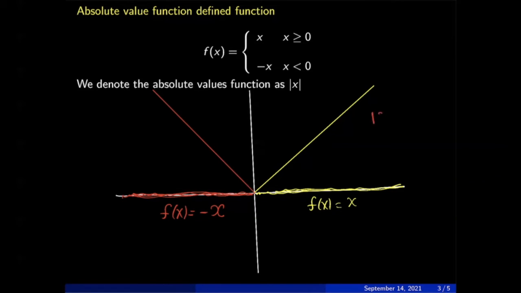So in total, this is the graph of the absolute value function. This function is also sometimes denoted by the absolute value of x, which simply means when x is positive, the value of the function is equal to x. When x is negative, the value of the function is equal to negative x.